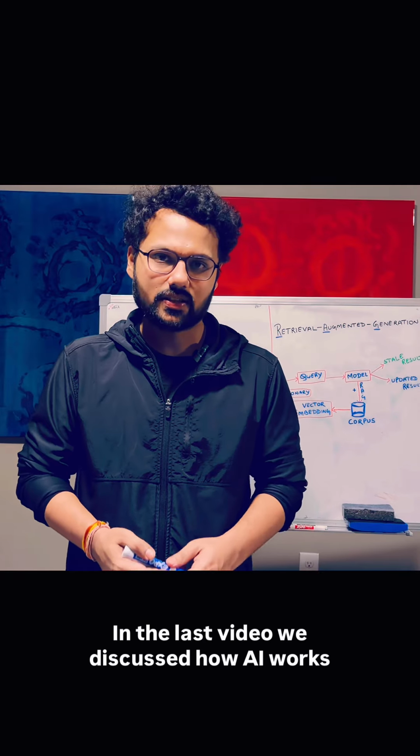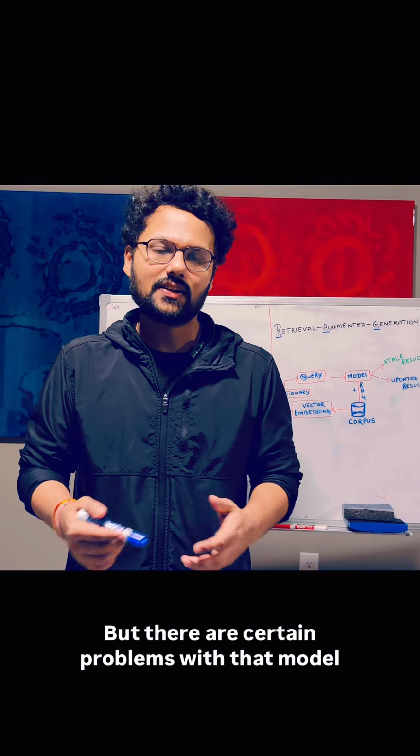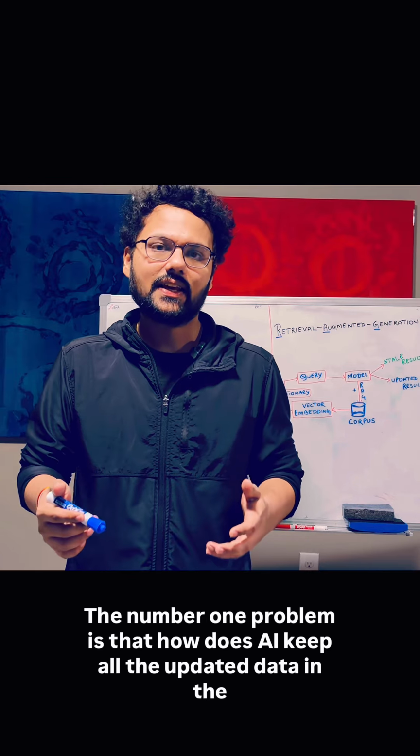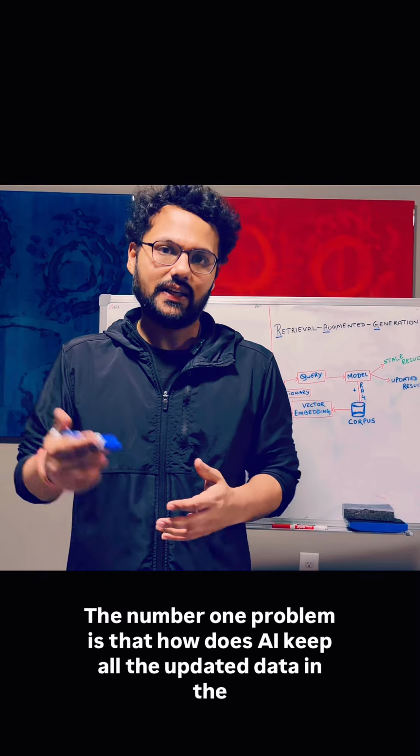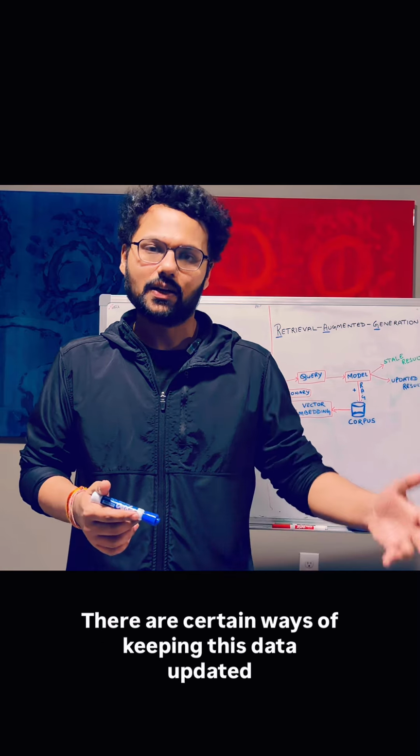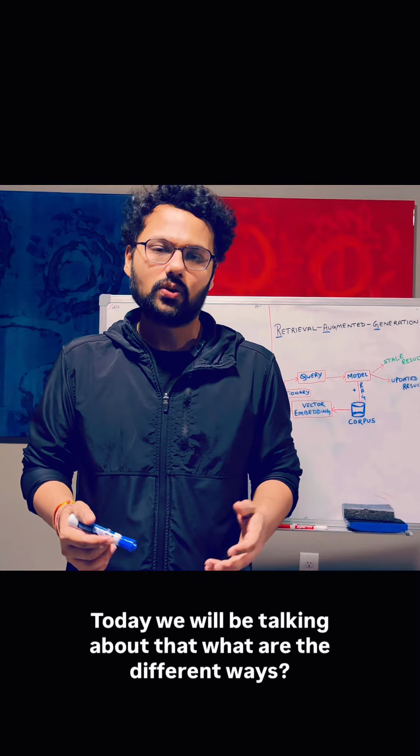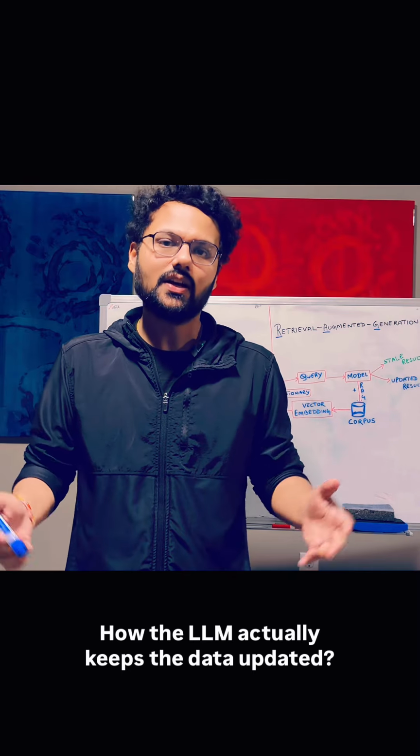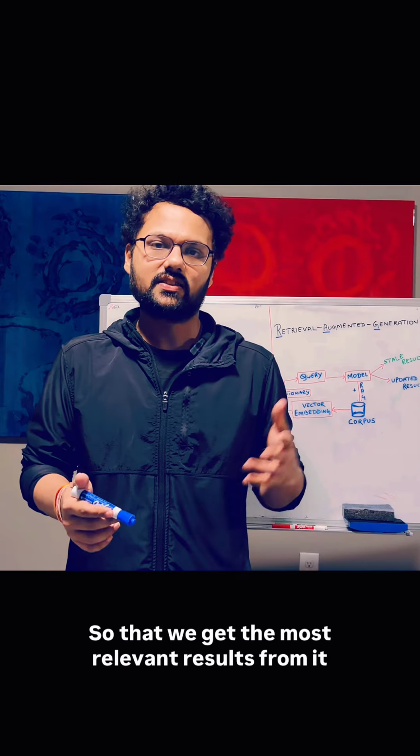In the last video we discussed how AI works, but there are certain problems with that model. The number one problem is how does AI keep all the updated data in the dictionary that we talked about? There are certain ways of keeping this data updated. Today we will be talking about the different ways in which the LLM actually keeps the data updated so that we get the most relevant results from it.